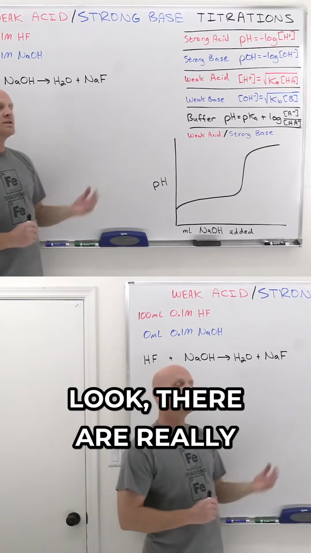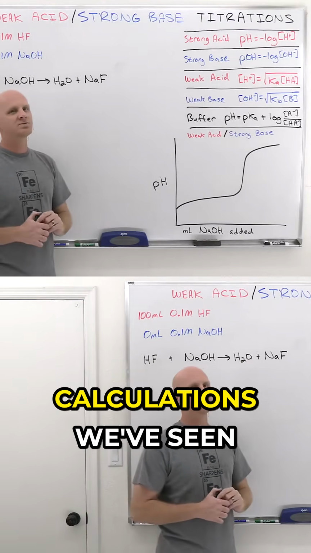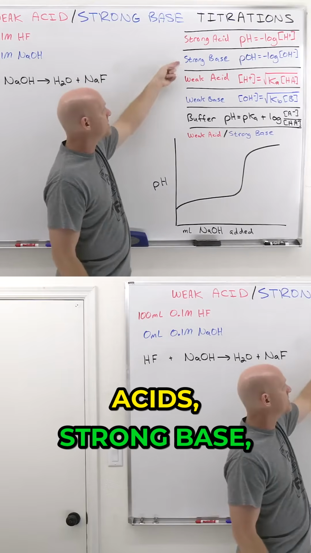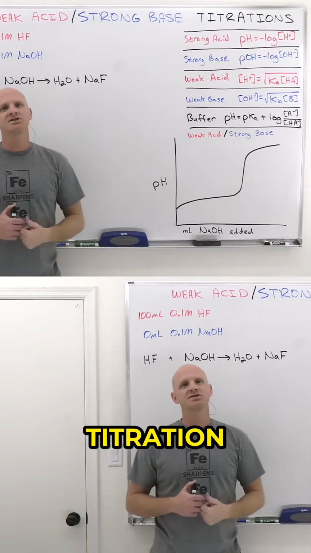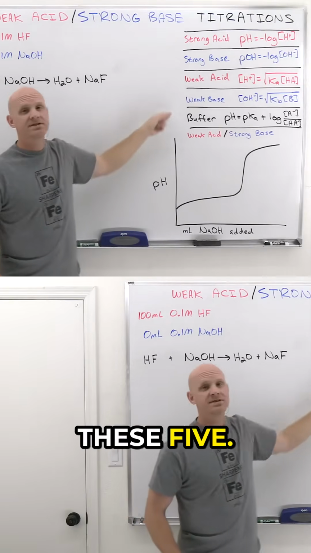So if you take a look, there are really 5 fundamental pH calculations we've seen so far: strong acid, strong base, weak acid, weak base, and buffers. And it turns out that every titration calculation is going to turn into one of these 5.